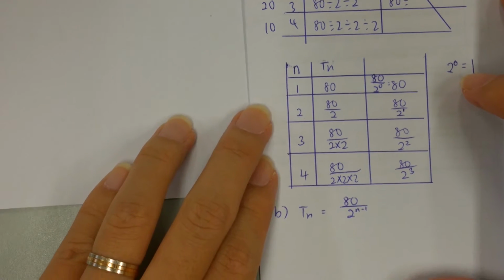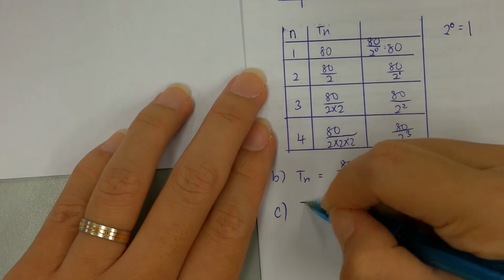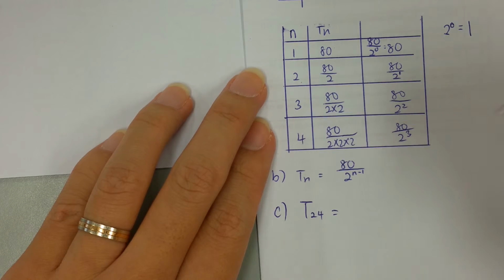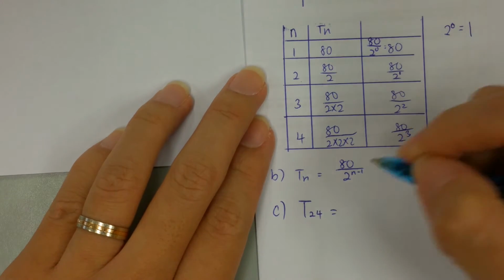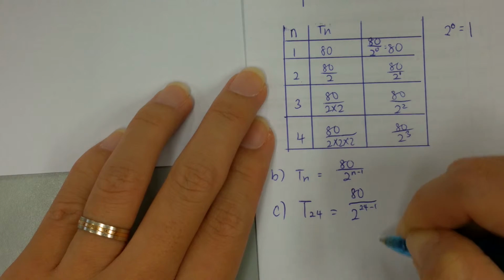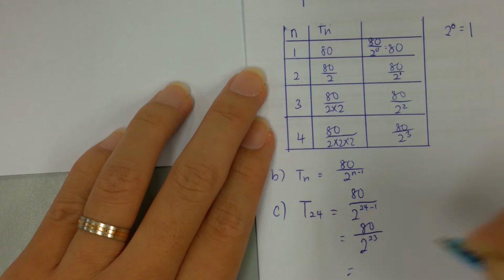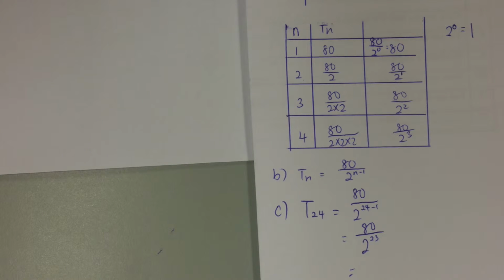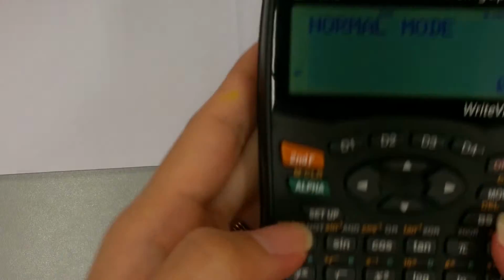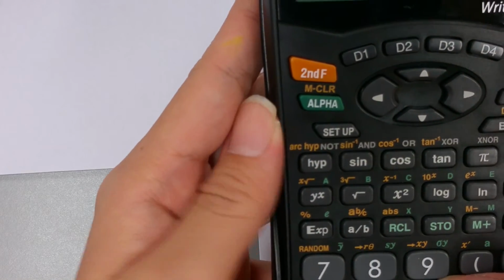Okay, and for C, you're supposed to find the 24th term. So it will be T24, that means n is equal to 24. Alright, so you have 80 divided by 2 to the power 24 minus 1, which is 80 divided by 2 to the power 23. Okay, so over here we will need to use a calculator. Personally, I always like to do the bottom first. So you have 2 to the power of 23.